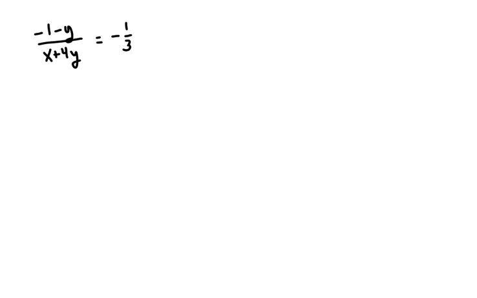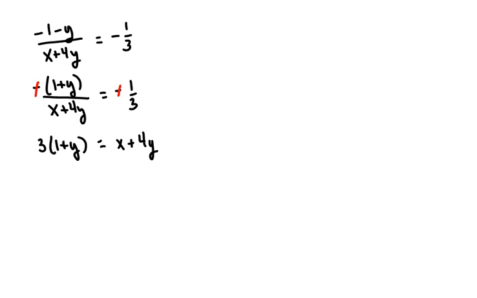Probably better to resolve the negative signs first. So I'm going to factor out a negative 1 from the left numerator, and then I'm going to cancel my negatives. That'll make the process a little bit cleaner. And now I can cross multiply, and I get 3 times (1 plus y) is equal to x plus 4y. So 3 plus 3y equals x plus 4y. I collect the y's on one side, x's on the other, and so we get the relationship that y is equal to 3 minus x.